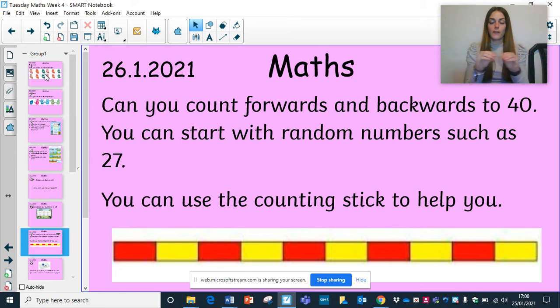Again, use the counting stick. I've added the image of the counting stick to count forwards and backwards to 40 and to start with those random numbers. So you might want to start with the number 21 and count forwards and count back. You might want to start with the number 17, count forwards and count back, and really practice that to get a real good understanding of those numbers.